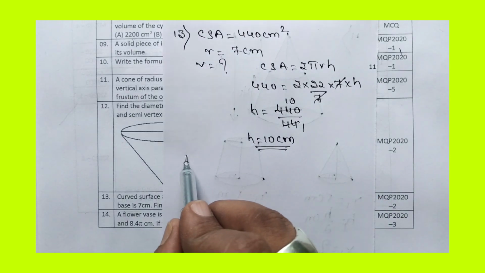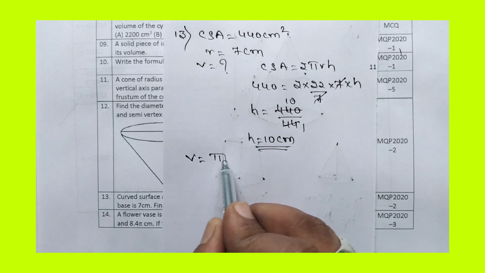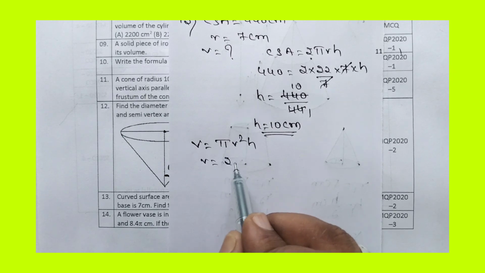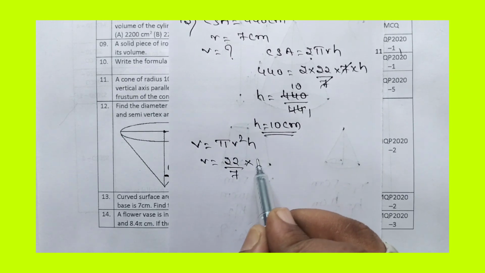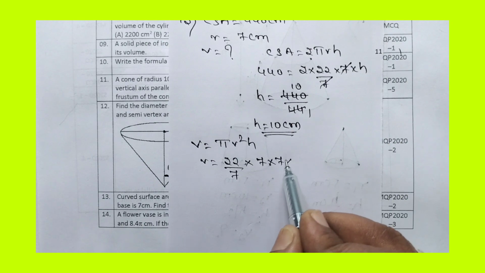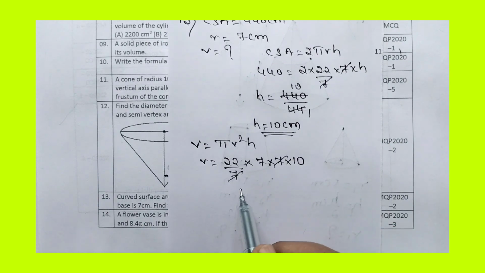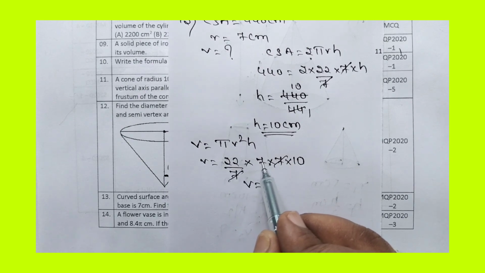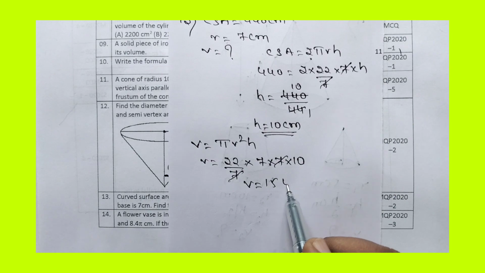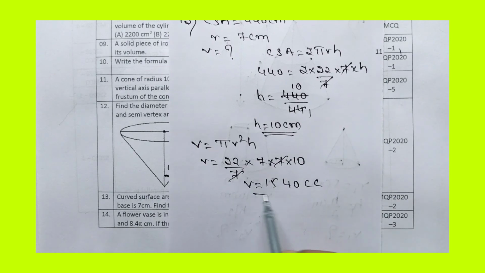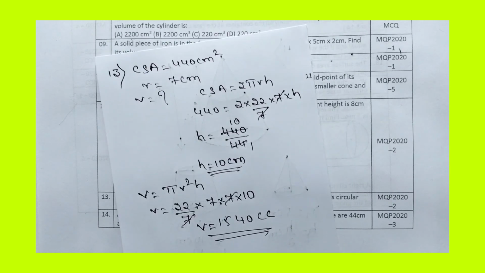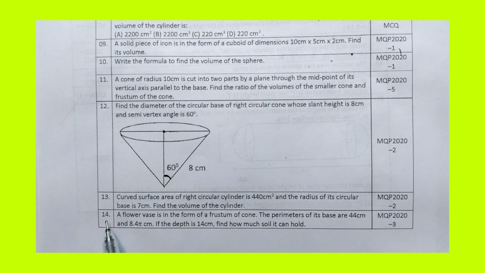So now let us find out the volume. Volume of the cylinder is equal to pi r square h. So volume is equal to pi 22 by 7 into radius 7 into 7 into height is 10. 7 cancelled. Volume is equal to 22 7s are 154. 154 10s are 1540 cc. So 1540 cc is the volume of the cylinder. So like this we have to find out the volume of the cylinder. Now let us move to the 14th question.